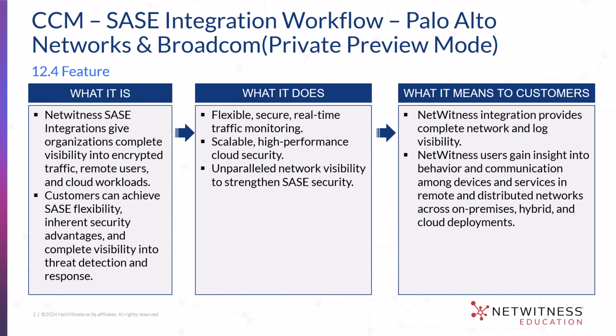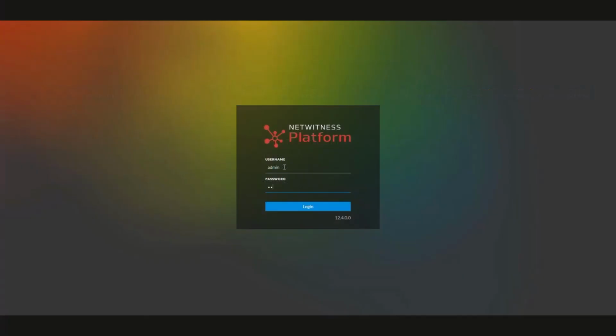First is flexible, secure, and real-time traffic monitoring. Second, we can get scalable high-performance cloud security. Third, we can eliminate blind spots. And fourth, we get unparalleled network visibility to strengthen SASE security. For this iteration, we have covered SASE Integration, along with Palo-Alto Networks and Broadcom.